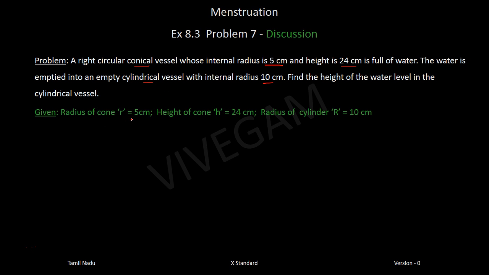So, radius of the cone is given 5 cm, height of the cone is given 24 cm, radius of the cylinder is given capital R, that is 10 cm. We just need to differentiate this because radius is there for cone as well as for cylinder. So, for cylinder it is capital R and height is capital H, whereas for cone it is small r and small h. So this is given.